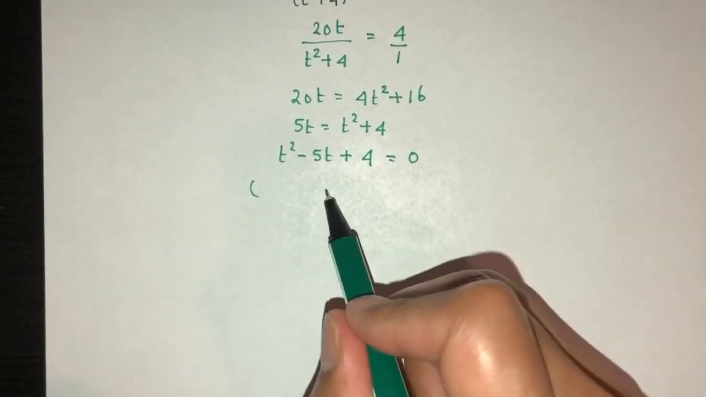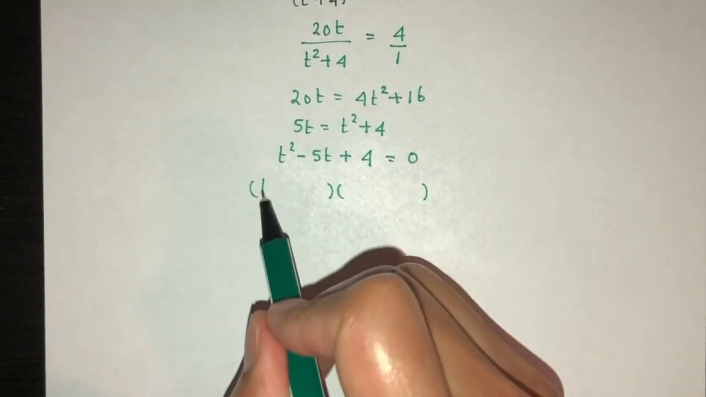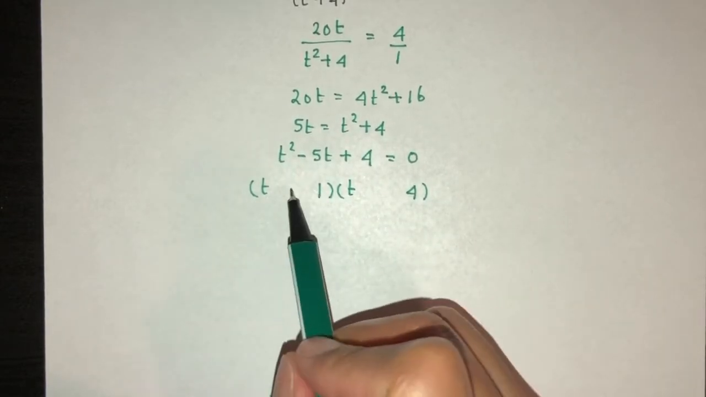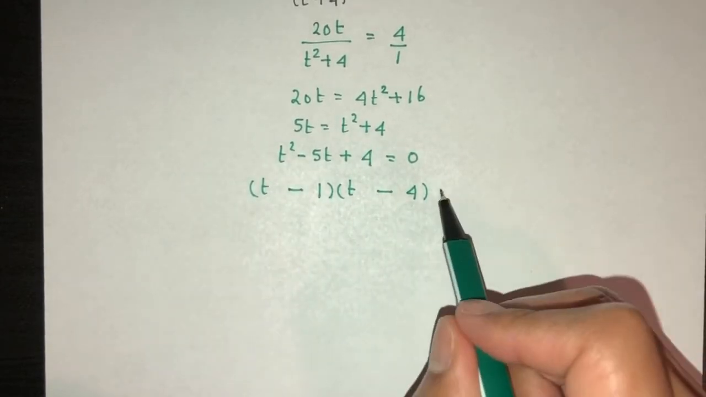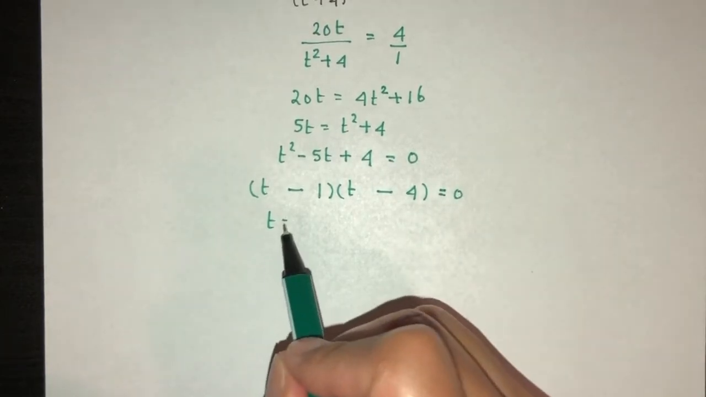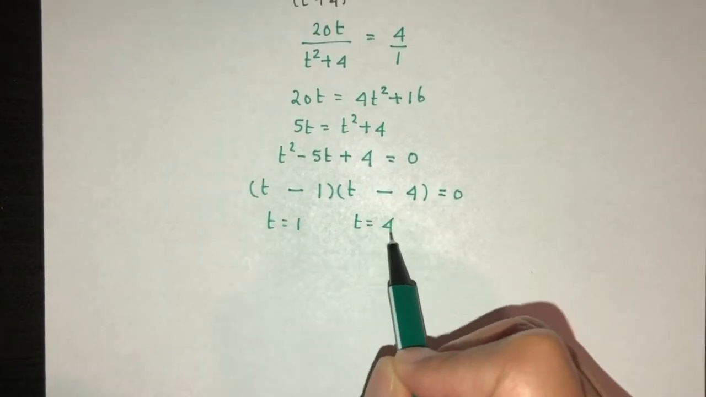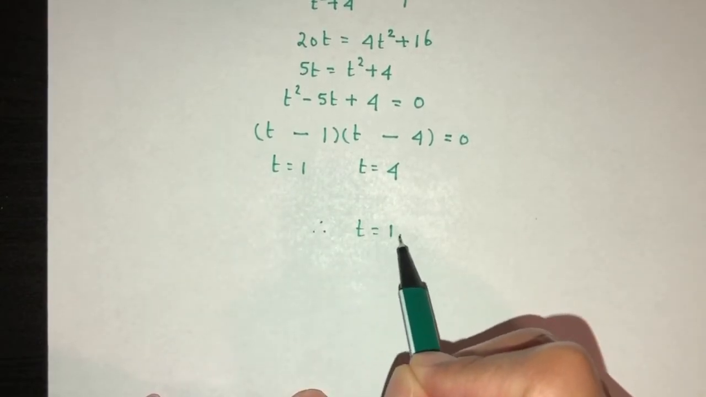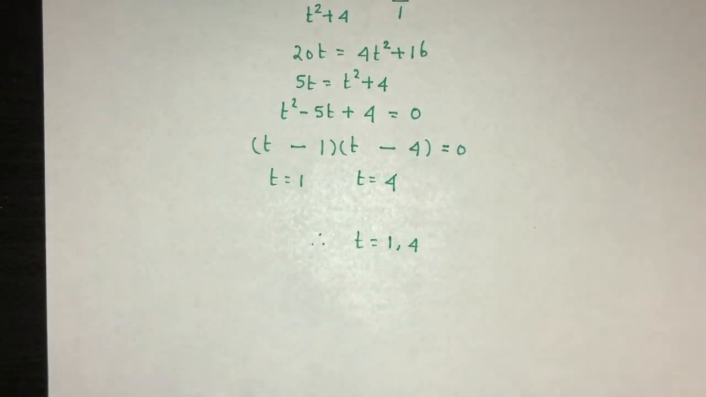Now we have to factorize this. t squared is t times t. 4 is 4 times 1. To get minus 5, it has to be minus 1 minus 4 to be minus 5. So t becomes 1 and t becomes 4. So your values of t are 1 or 4. That is part 2 of that question.